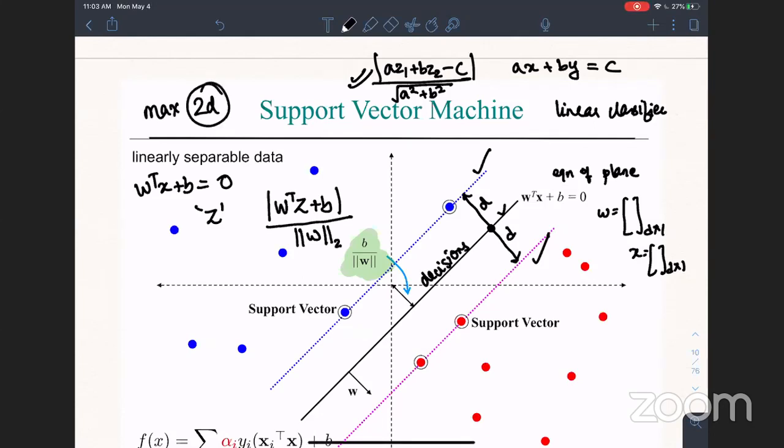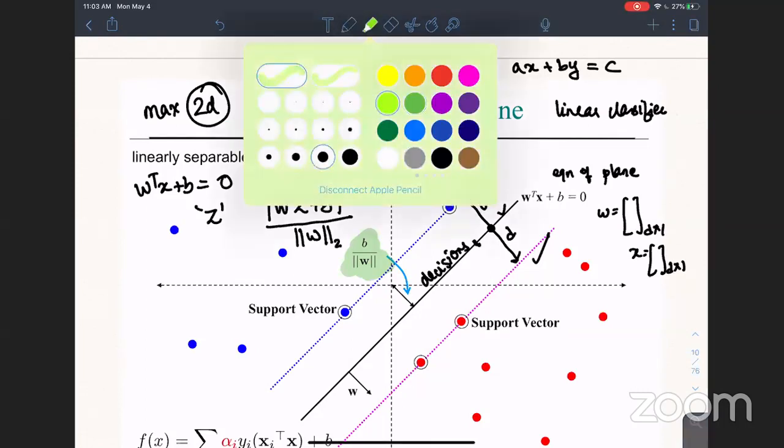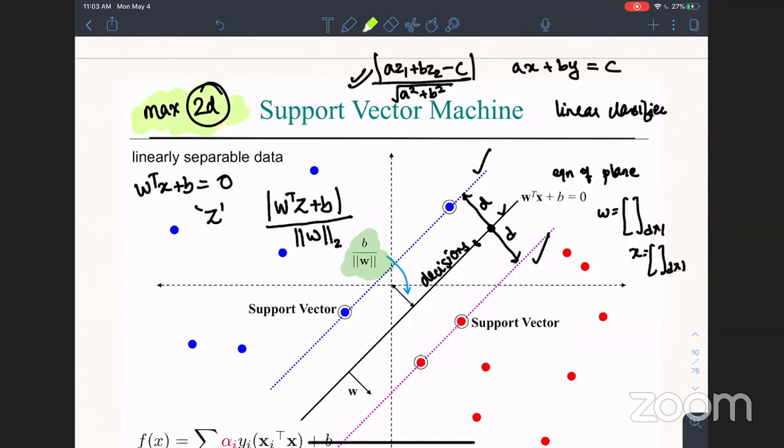Do you agree? I'm going to define what D is in terms of W transpose X plus B. If I can maximize 2D, I would have a separating plane, right? I'm just giving you an intuition of what this line is, why it is exactly in the middle of these two lines. But the whole idea is, everyone just keep an eye on this term: maximizing 2D, twice the distance.